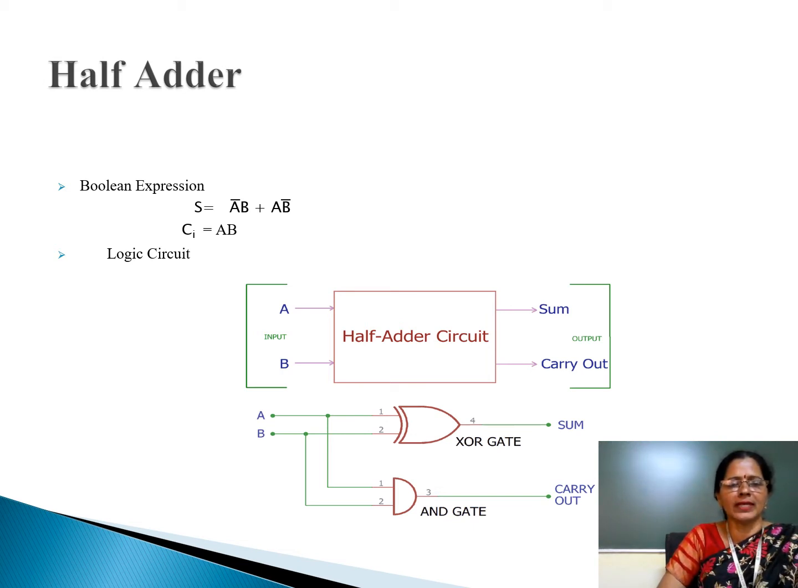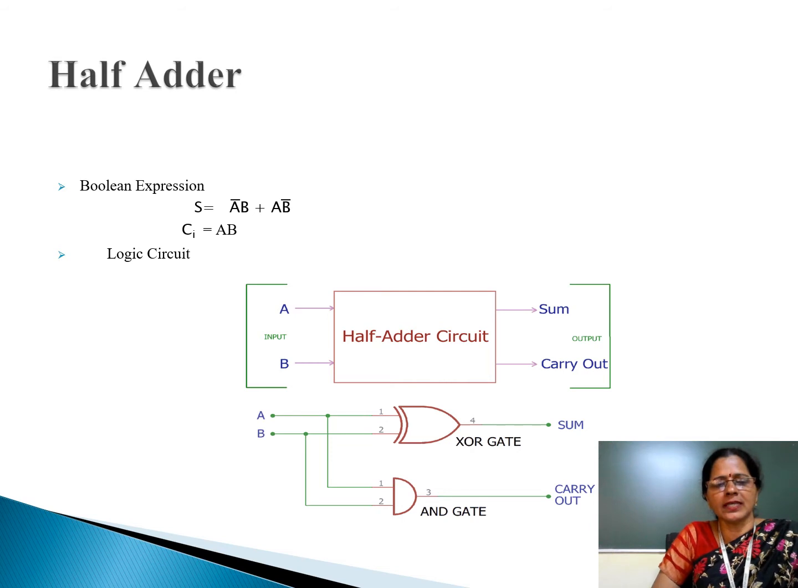So from the Boolean expression, the expression for sum is A bar B plus A B bar, which is the same as A XOR B. Accordingly, the logic circuit for sum simply consists of an XOR gate. A simple XOR gate having two inputs A B gives the sum. Similarly, the logic circuit for carry is AB, which means A into B. So simply use one AND gate having two inputs A B, then we get AB. That will be the carry output.